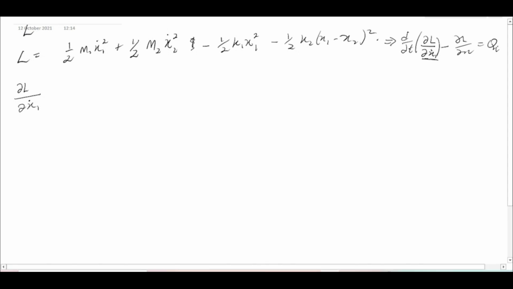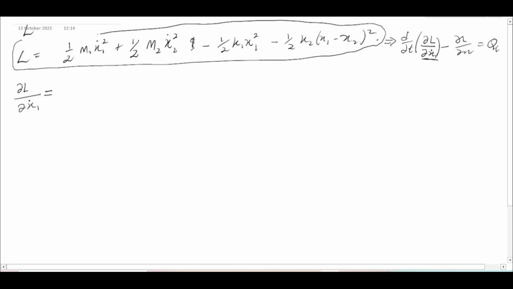So we want to look for dL/dx1 dot so that we can find d/dt of that value. To do that, dL/dx1 dot means differentiate the whole of your L terms. Every term you have in the L, differentiate them with respect to x1 dot. If you look at the equation critically, you won't see x1 dot anywhere except in the first term, which is this part. This is the only place we have x1 dot.